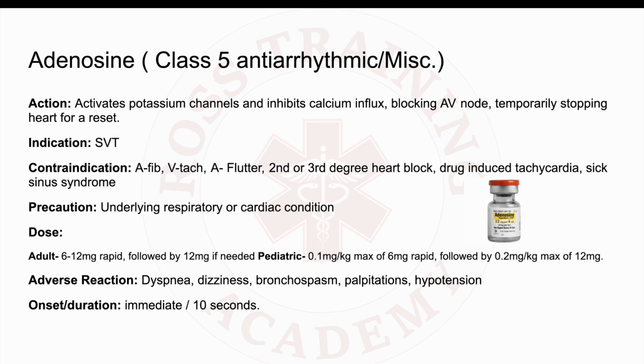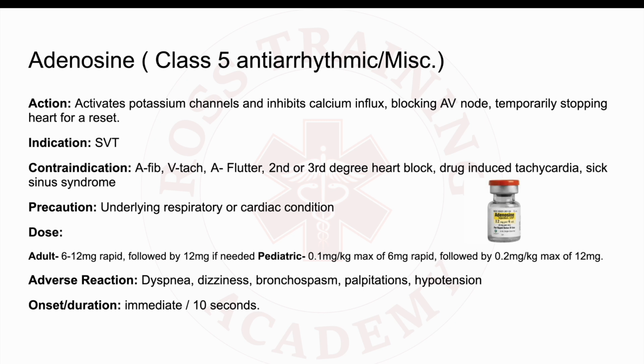Adenosine. It is a class 5 antiarrhythmic. It activates potassium channels and inhibits calcium influx, blocking the AV node, temporarily stopping the heart for a reset. It's indicated for SVT. It's contraindicated for AFib, VTAC, A-flutter, second or third degree heart blocks, drug-induced tachycardias, and then sick sinus syndrome. Precautions, just going to be underlying respiratory or cardiac conditions, and then the dose is going to be 6 to 12 milligrams rapid, followed by 12 milligrams if needed.